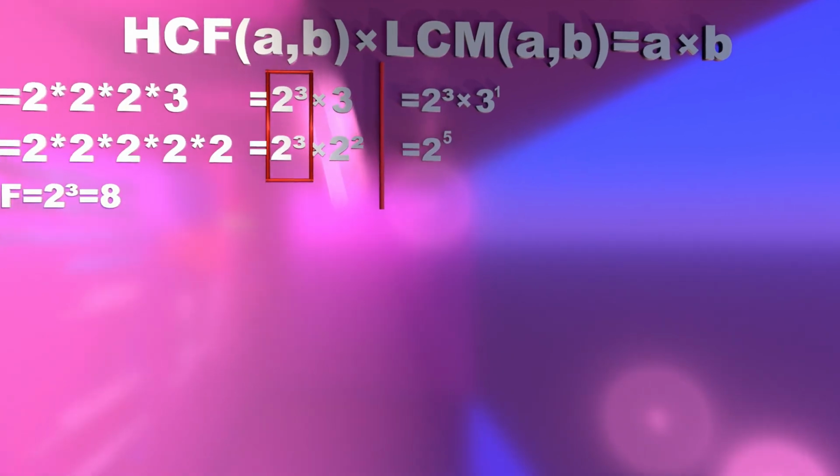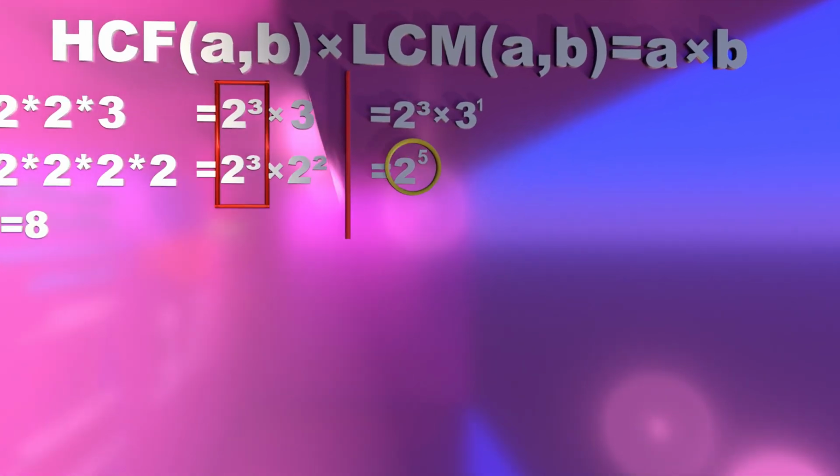So how do we find LCM? First of all, we find how many prime numbers are there in both factorizations. In this case, there is 2 and 3 only. Now we will take the numbers which have the greatest powers. Means if we look at 2 power 3 and 2 power 5, 2 to the power 5 is greater than 2 to the power 3.